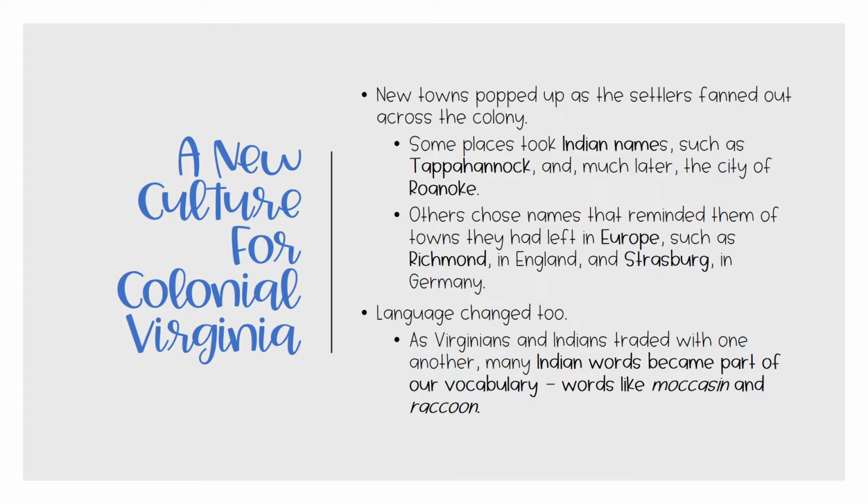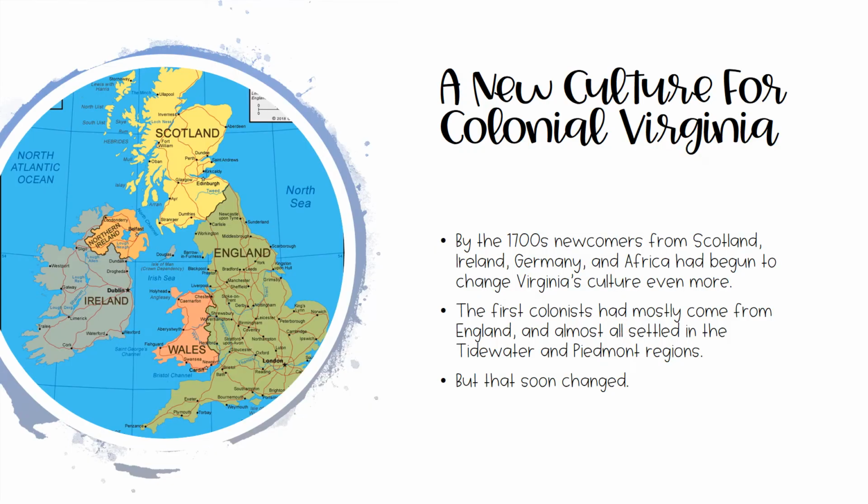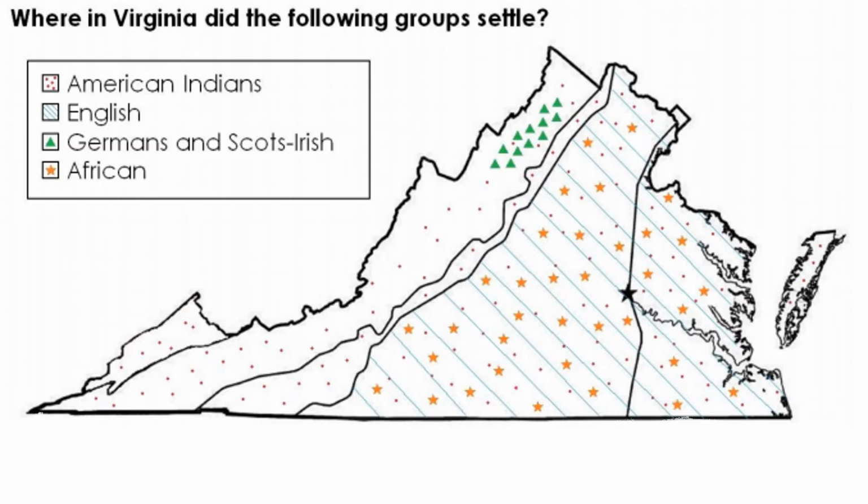As Virginians and Indians traded with one another, many Indian words became part of our vocabulary, words like moccasin and raccoon. By the 1700s, newcomers from Scotland, Ireland, Germany, and Africa had begun to change Virginia's culture even more. The first colonists had mostly come from England, and almost all settled in the Tidewater and Piedmont regions. But that soon changed. Take a moment to examine this map and its legend. You can see here that many of these groups overlapped.